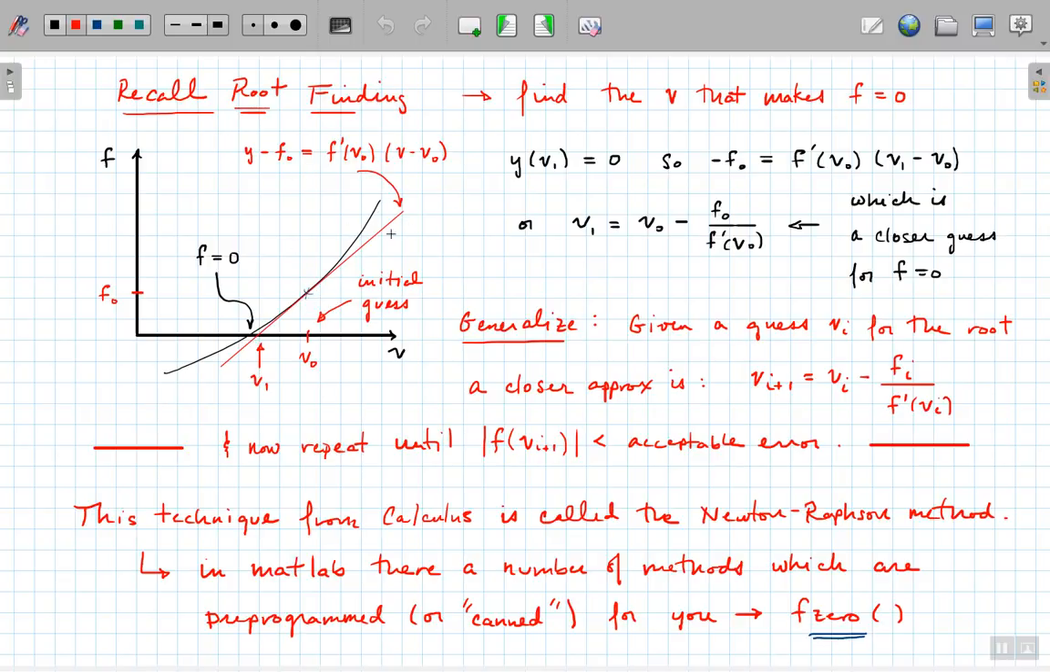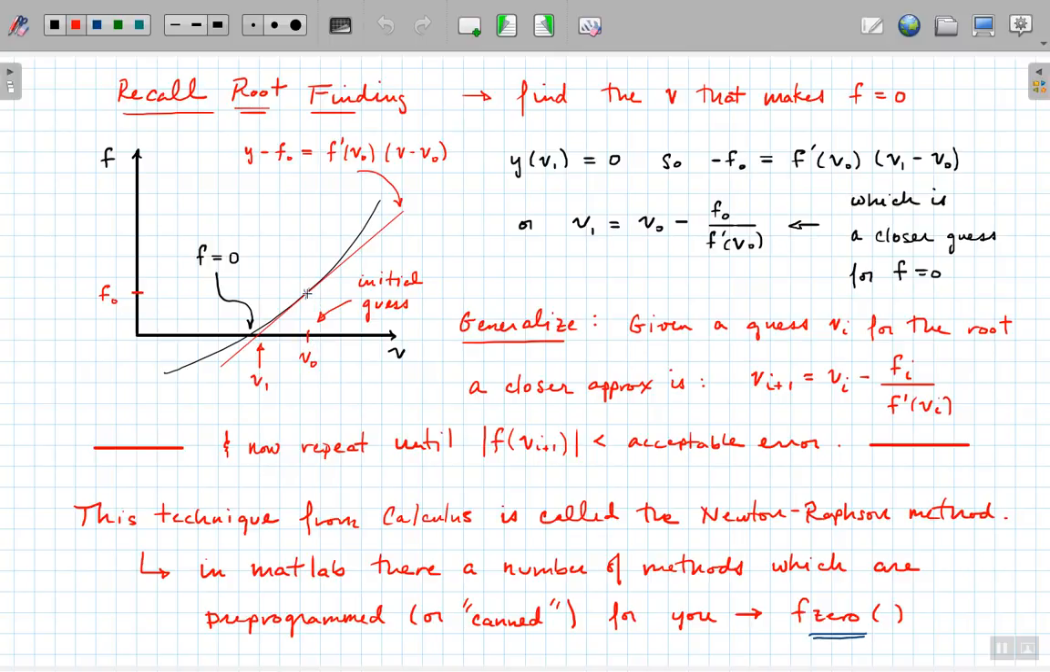And this linearized approximation would be y minus the y that you know, f0 in this case, equals our slope. So that's going to be the value of f prime at this location, times x minus the x that you know. In this case, x is our v value, and the naught here stands for our initial guess, v naught and f naught.